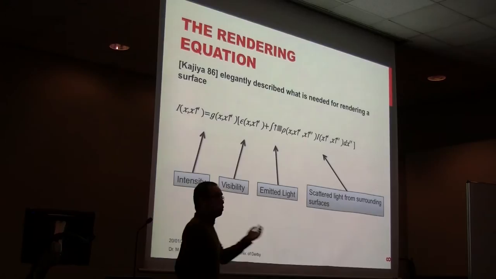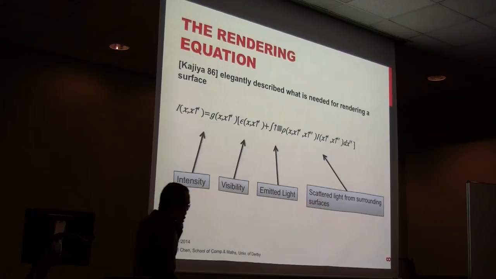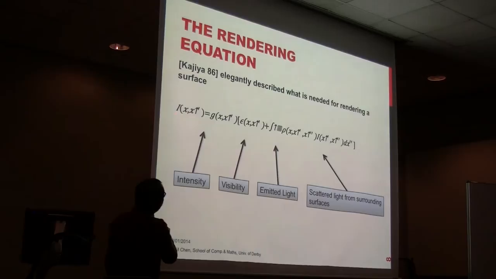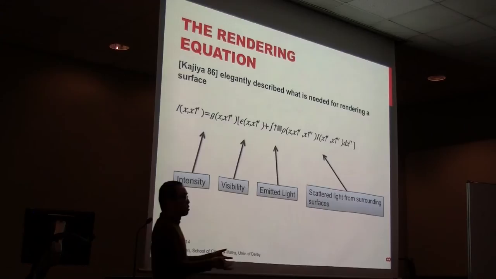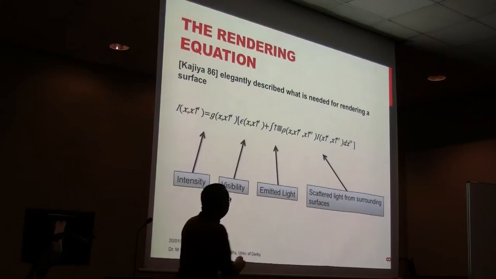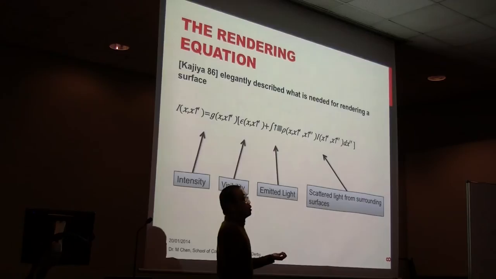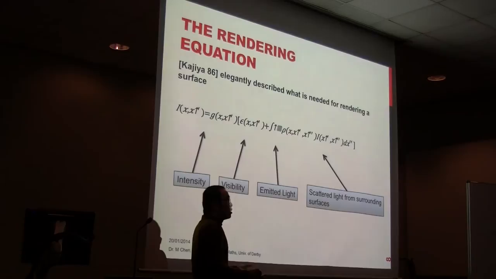In 1986, James Kajiya proposed the whole rendering process in this form. What you can see in this equation is that the function I is basically trying to determine the color or the intensity of the points on the surface. In order to do so, we first need to determine this. The arrow is all pointing in the wrong direction, which I need to fix. The function g here is something related to the visibility term, whether the surface is visible to the light. So what will happen if the surface is not visible to the light? What do we call it?